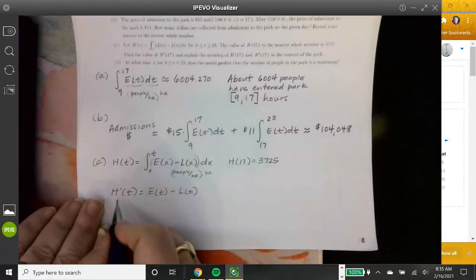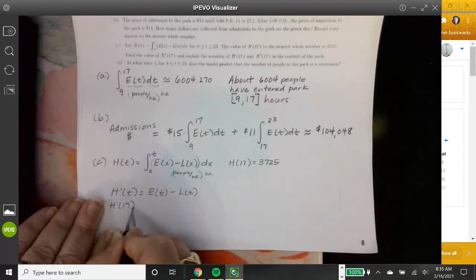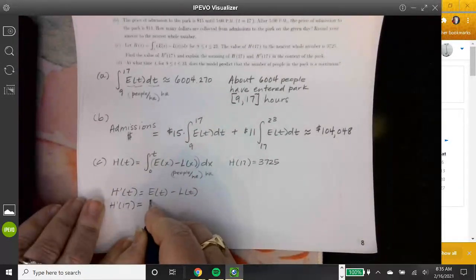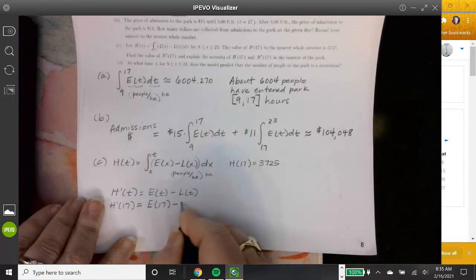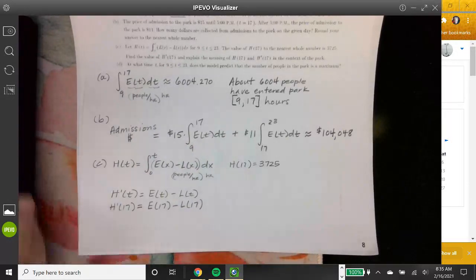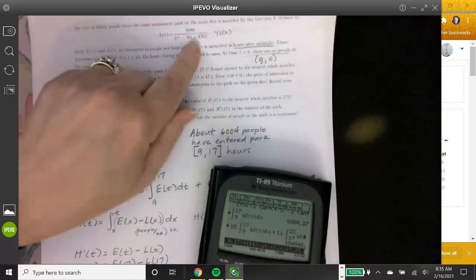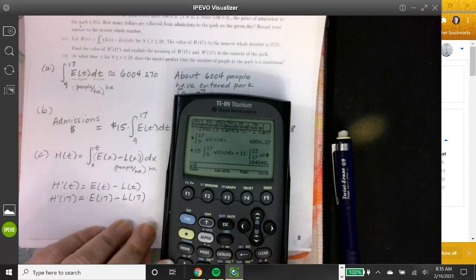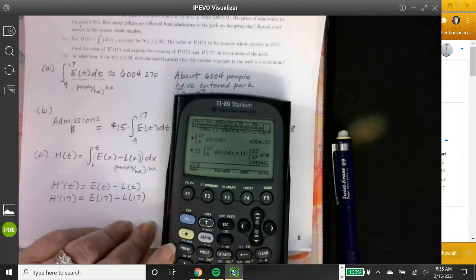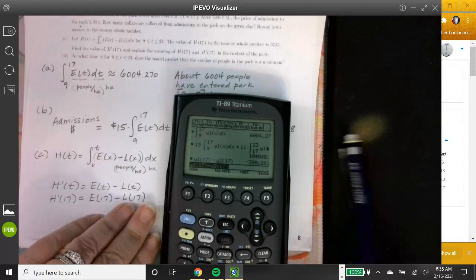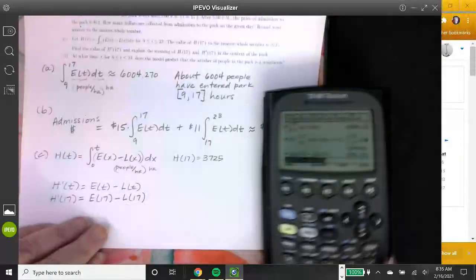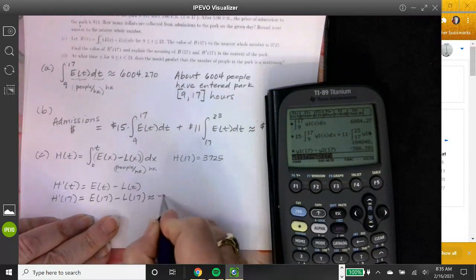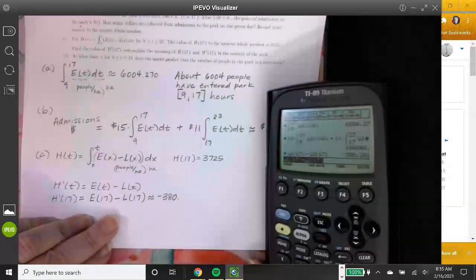So I want to find h prime of 17, which is going to be e of 17 minus L of 17. Now, remembering, where do I have E and L? I have them in Y2 and Y1. So I'm just going to go Y1 of 17 minus Y2 of 17. And I'm going to get a number. What is that? Negative 380.281.